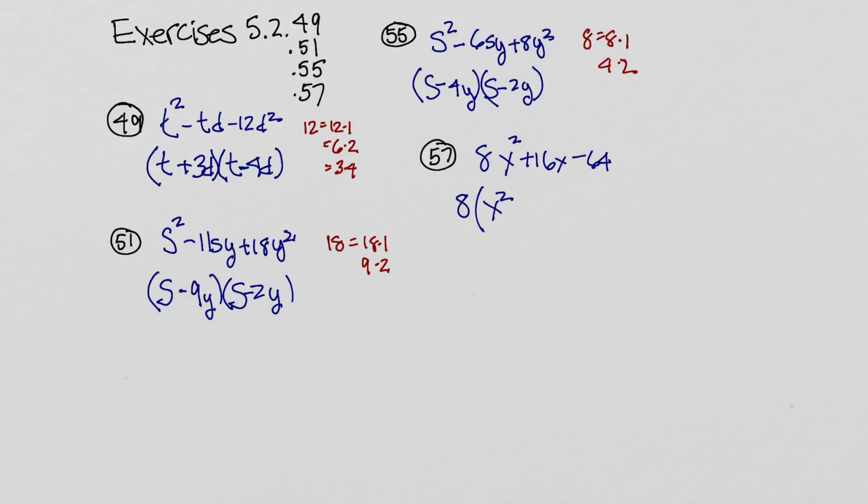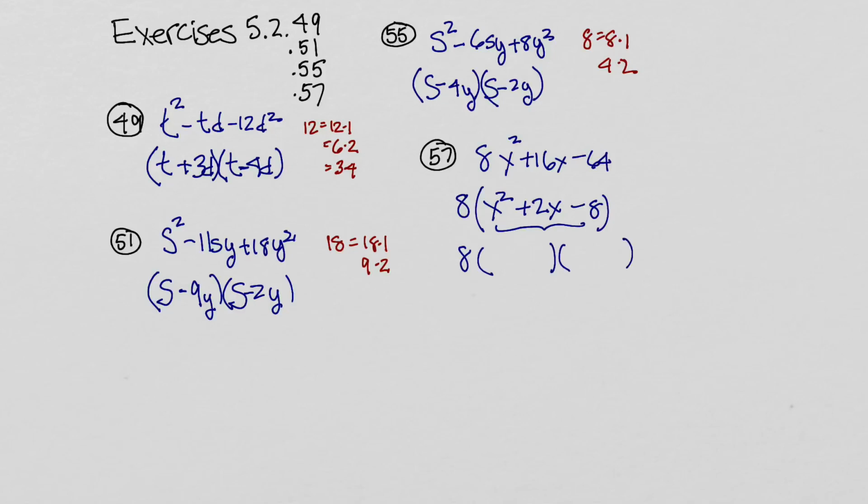Now we're thinking, okay, 8 times what will give us 16x? Well, we do a little quick division. 16 divided by 8, right? Positive 16 by positive 8 is plus 2 with the x. And then in our last term, 8 times what will give us negative 64? We'll do a little division. Negative 64 divided by positive 8 is going to give us negative 8. And now let's just bring everything straight down. Looks like we can factor this one, or at least we should try.